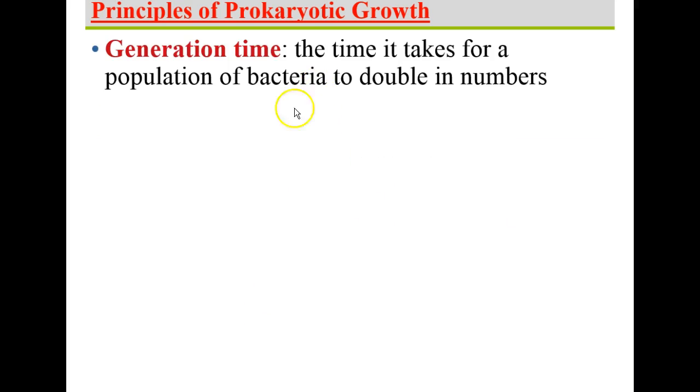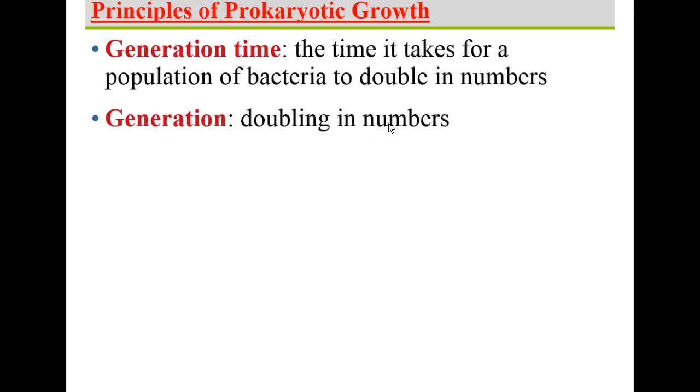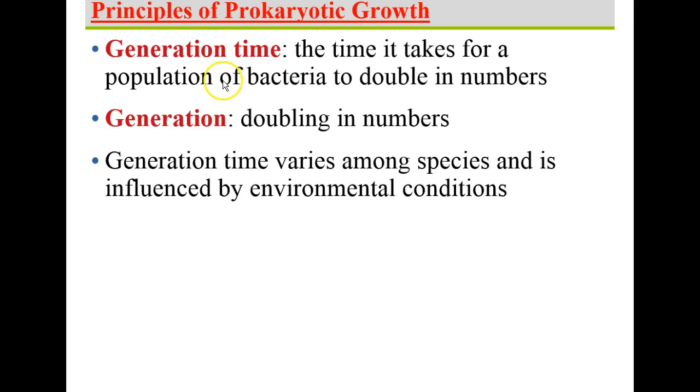Generation time is the time it takes for a population of bacteria to double in numbers. A generation is the actual doubling in numbers that the population experiences. Generation time varies among the species and is influenced by environmental conditions such as temperature, availability of nutrients, or availability of moisture.